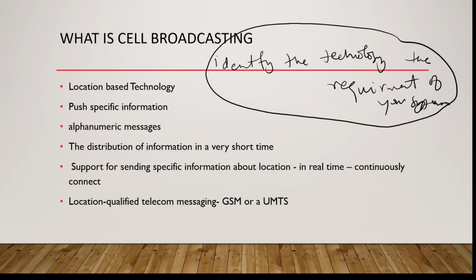So the first part is that through mobile, we can identify or locate any individual's information. We also have location-based technology, which is basically in the form of a GPS system or GNSS. And then we have post-specific information, so you receive multiple pieces of information, and you can look at only the ones in which you are interested. And then we have alphanumeric messages, which consist of digits and numbers.